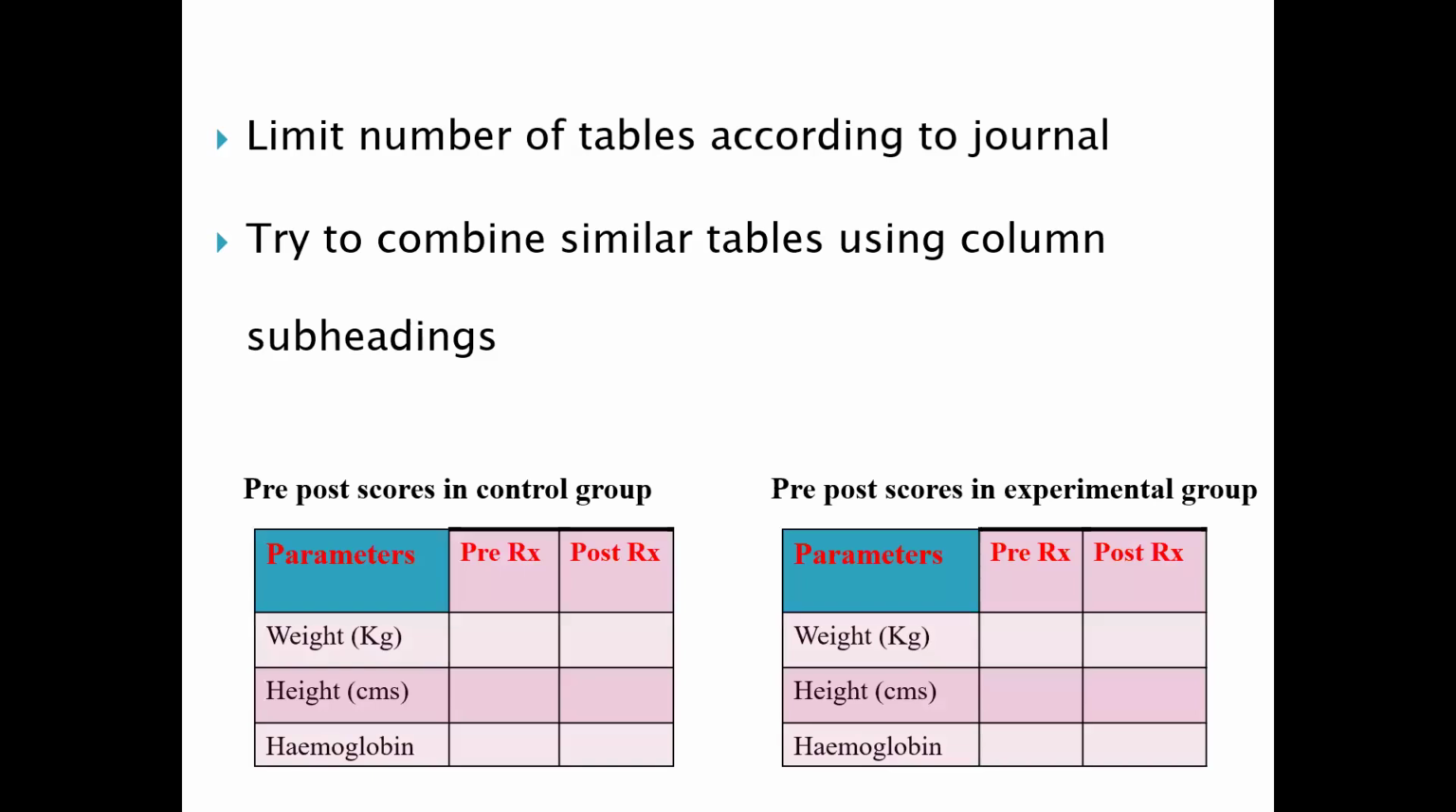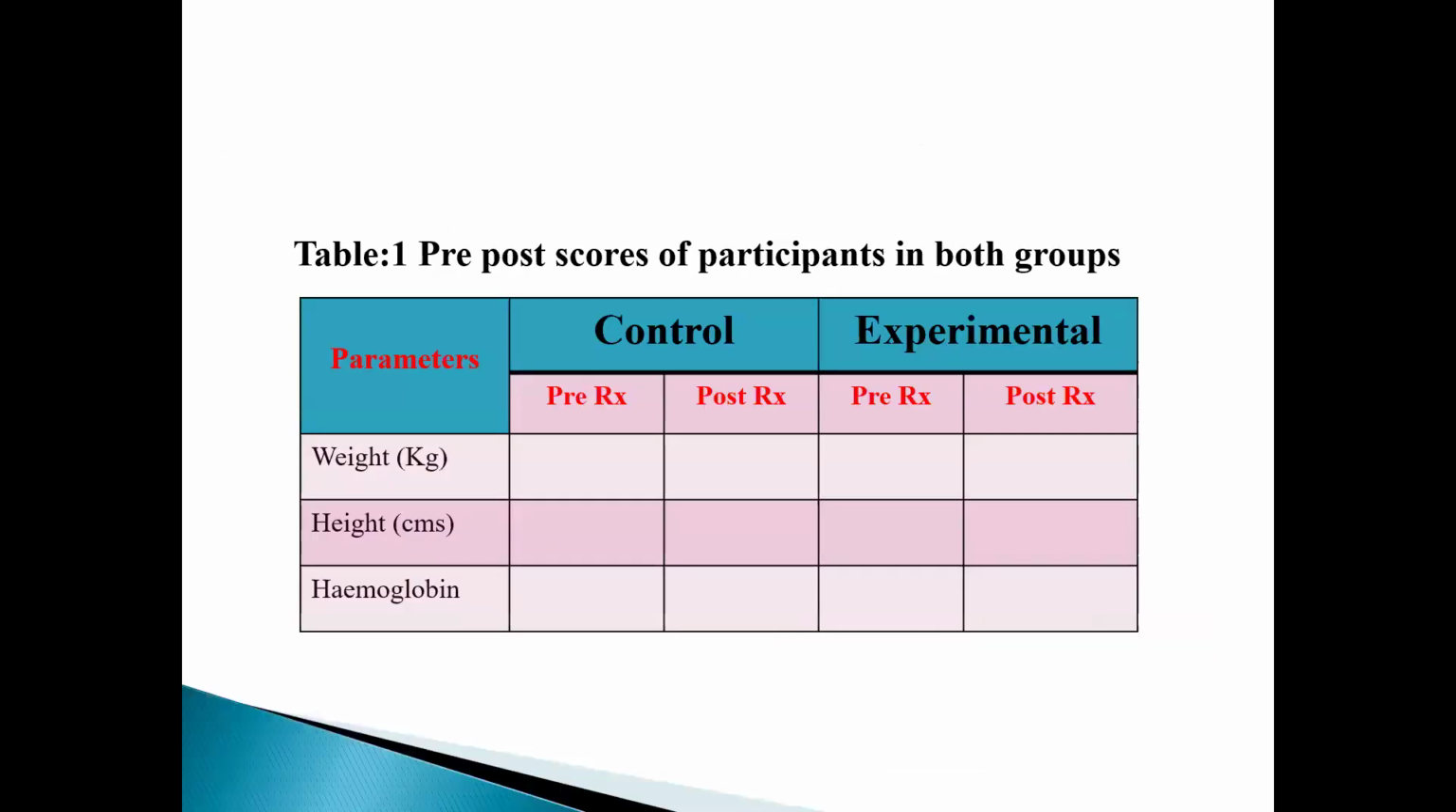So we can use what are called column subheadings to combine these two groups. Like this, you can make the two major columns, which are control and experimental, and the sub columns will be your pre-treatment and post-treatment. By this, the two tables can be converted into one table. This is one way you can limit the number of tables if you feel that there are more tables than you need to put in a manuscript.